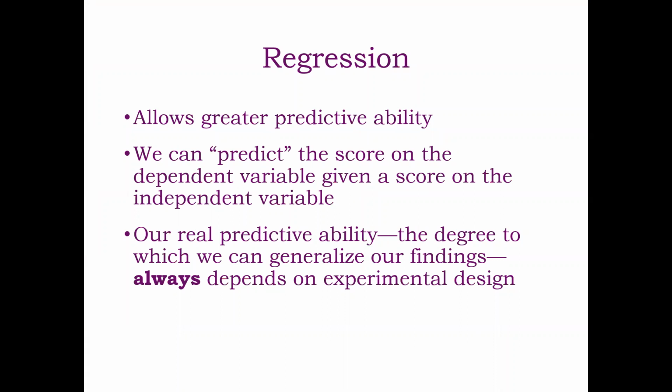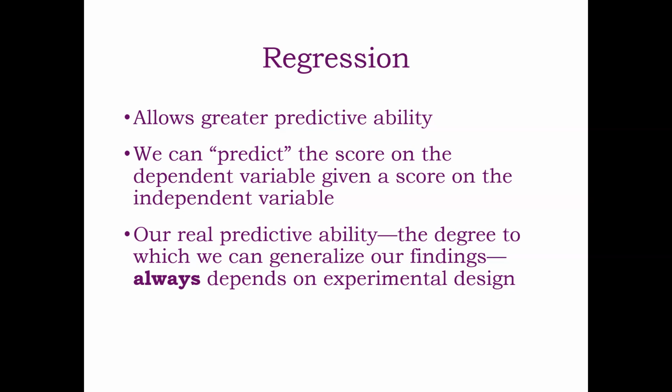Now, most regression analyses are correlational. Regression says nothing about causality. The only thing that can allow you to make causal inference is your research design. But we can use the regression equation, and we'll be seeing that, to predict the score on the dependent variable from a given score on the independent variable. That is, we can get a precise estimate of what one variable will be in light of another.